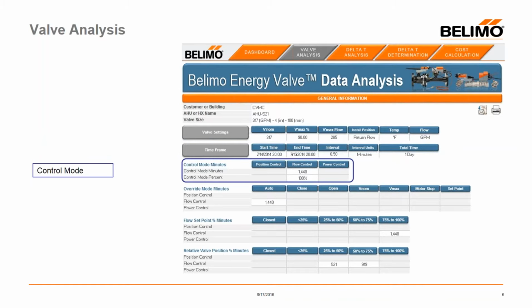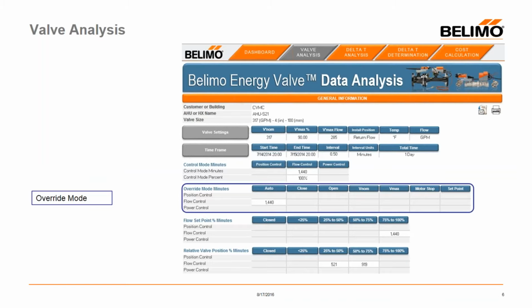The next box is the control mode. As you probably are aware, the valve operates in 3 different control modes. And this is going to tell you how many minutes by mode the valve is operating. So as you can see in this scenario, this valve was in flow control for 1,440 minutes, which is 100% of the time the valve is operating in this time frame.